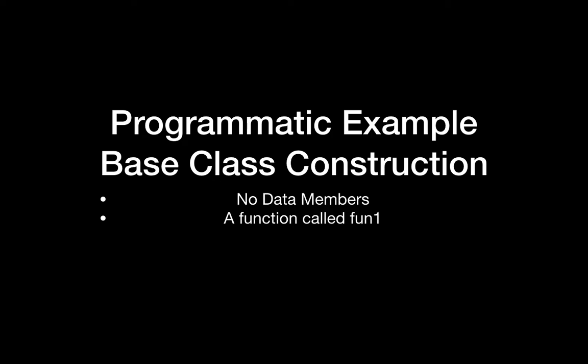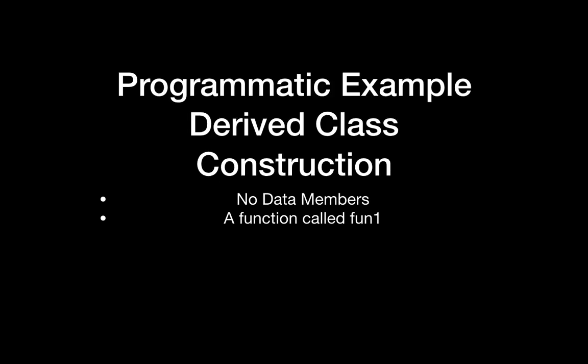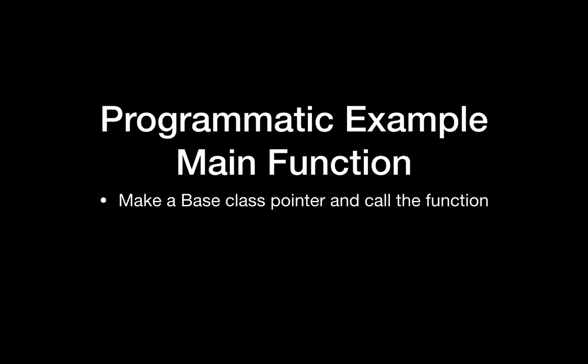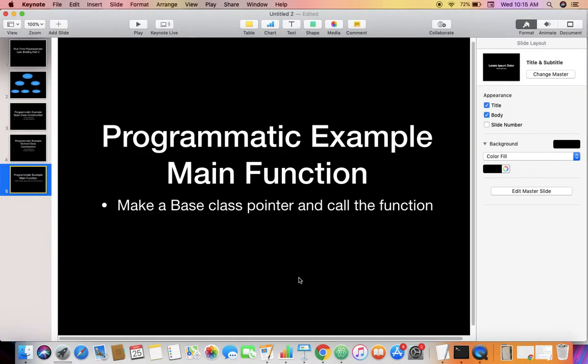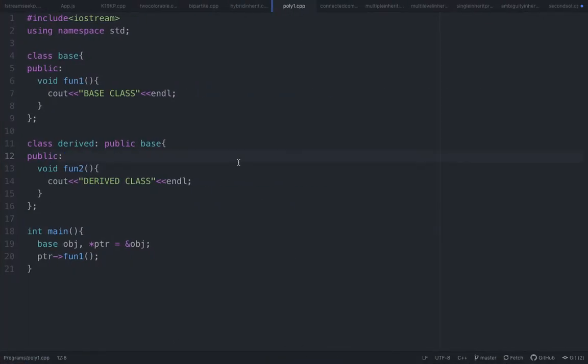We would have the same base class, no data members, and a function called fun1. The derived class, once again we are exploring single inheritance here, will have no data members, the difference being that the function in the derived class, which was earlier called fun2, will now be called fun1. In the main function, we will make a pointer to the base class and call the function. Let's get down to the implementation.